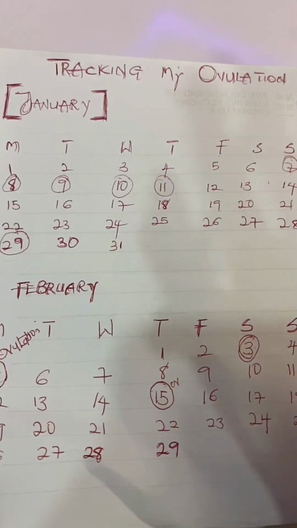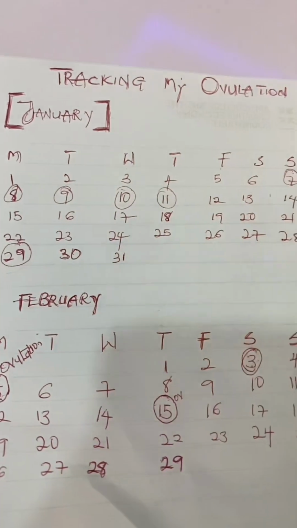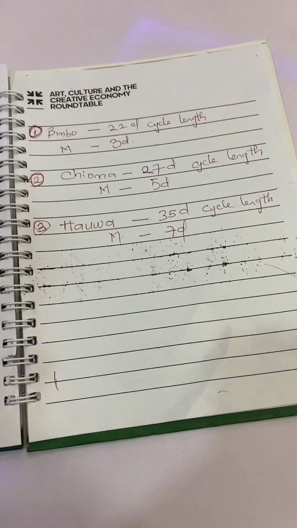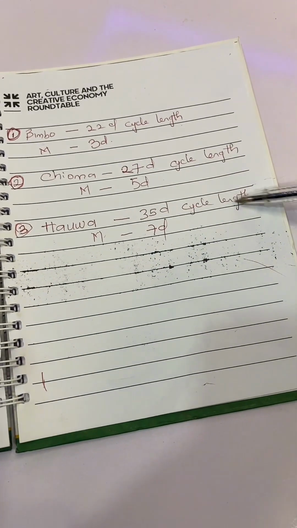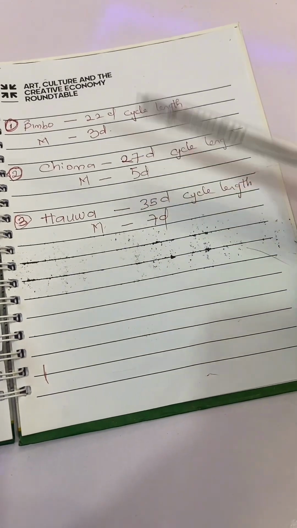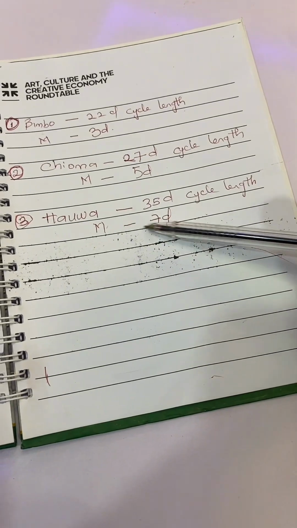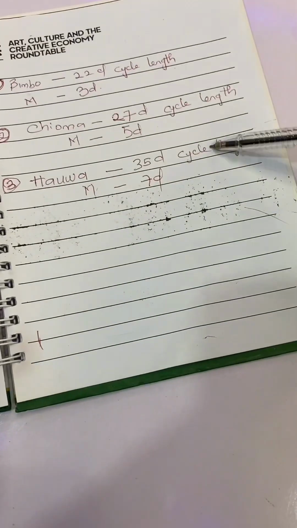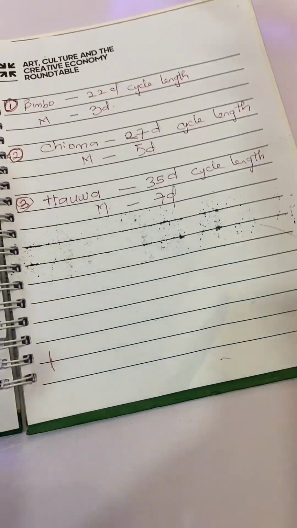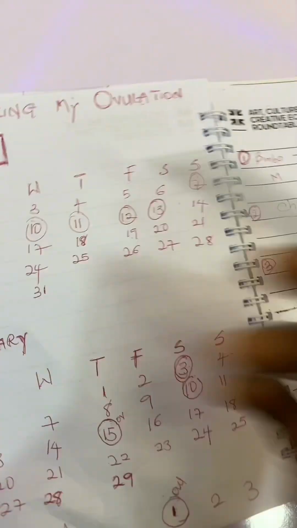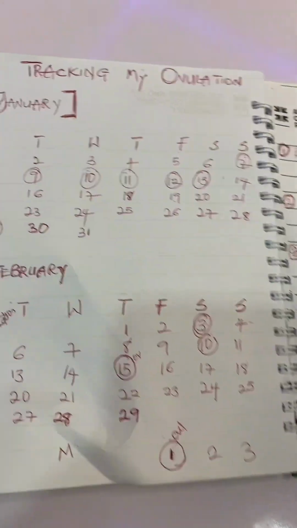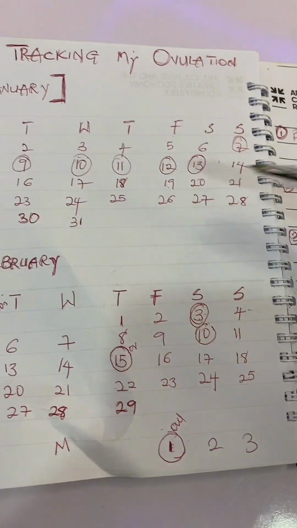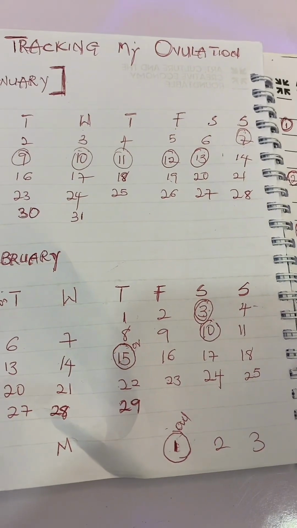Now, let us look at a 35-day cycle length. Okay, let us look at the third person now, Auntie Hawa. Auntie Hawa has a 35-day cycle length, and she menstruates for 7 days. Her cycle length is a long type, okay, the long one. So let's go back to our table and do this calculation for Hawa and tell her when she can get pregnant.